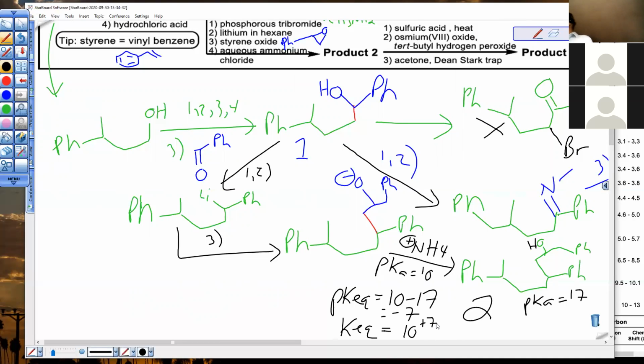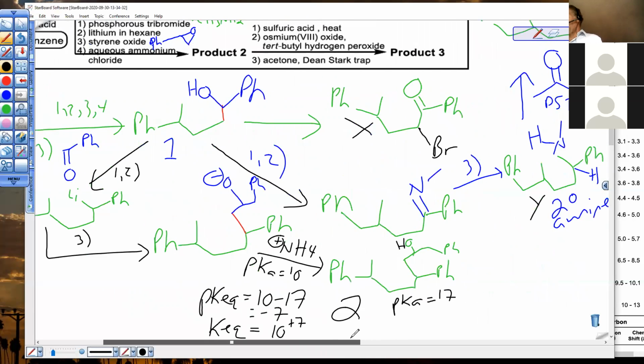Sulfuric acid and heat is going to do dehydration of our alcohol. So we'll just do that. You're saying, which way do we dehydrate? Do we go to the right? Reminder, there's a carbon here. And that is the answer. We make a double bond there.